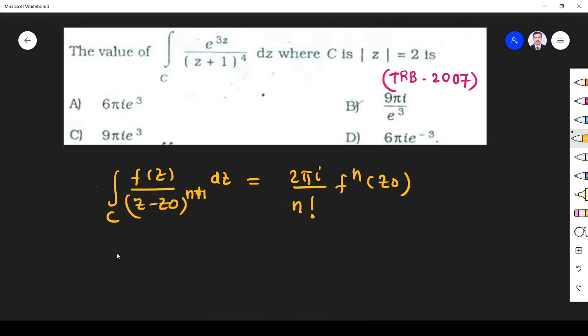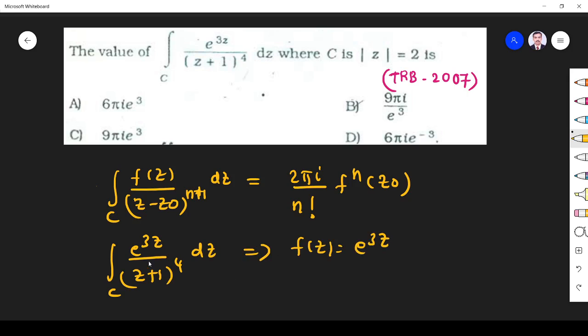Compare this with the given equation: integral over C of e power 3z divided by (z plus 1) whole power 4 dz. This indicates f of z is equal to e power 3z. Here n plus 1 is 4, so n is equal to 3. Comparing z minus z naught with z minus minus 1, z naught is equal to minus 1. These are the things we have to find.